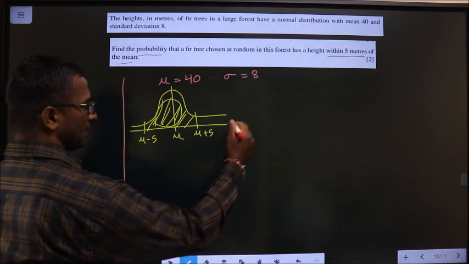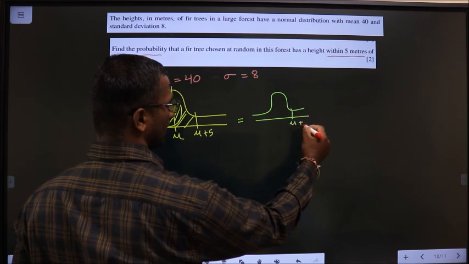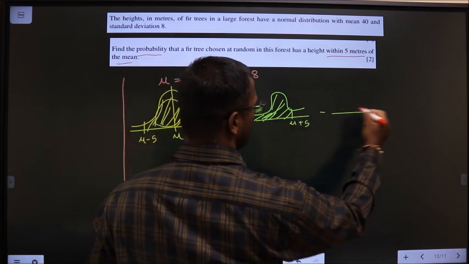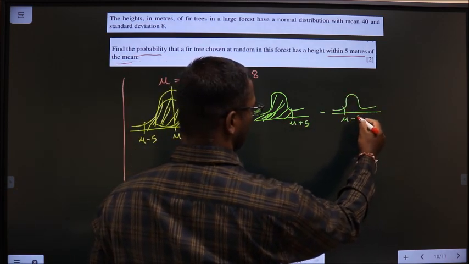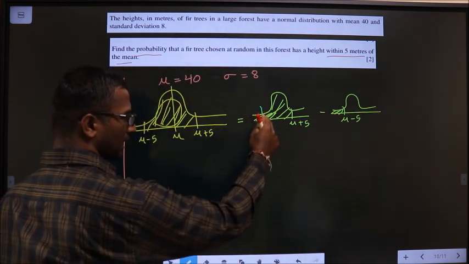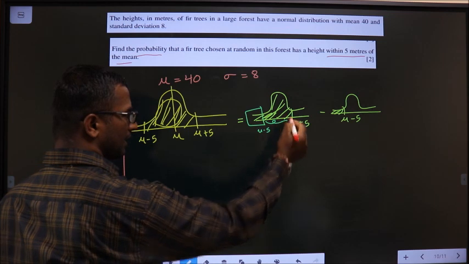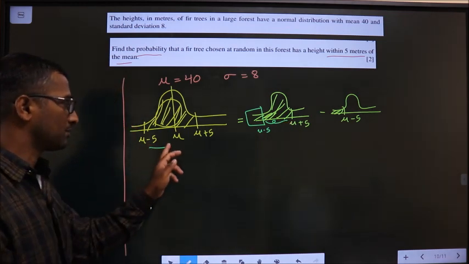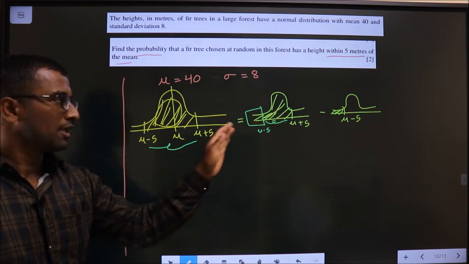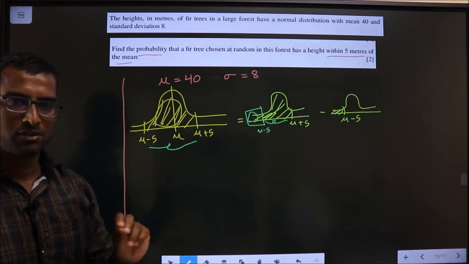Okay. Now, how do I find it out? In this way. See, I find the entire left side of mu plus 5, this entire area. From that, we should remove entire left side of mu minus 5. Understand this. Mu minus 5 will be here, let us say. So from the entire area, if I remove this area, I get the in-between part. That is this part. Clear with this explanation? No doubts, right? From the total, remove this, you will get the in-between area.